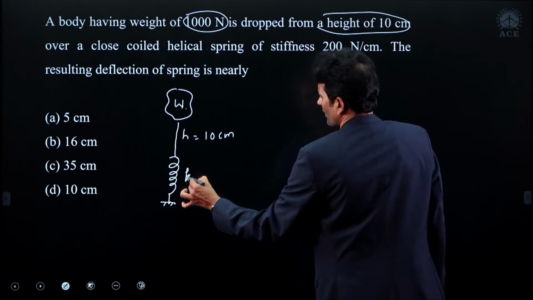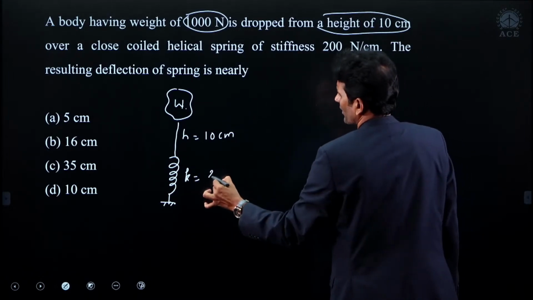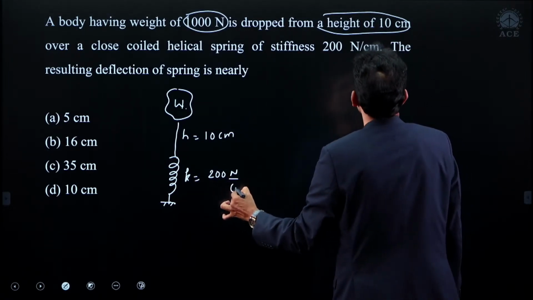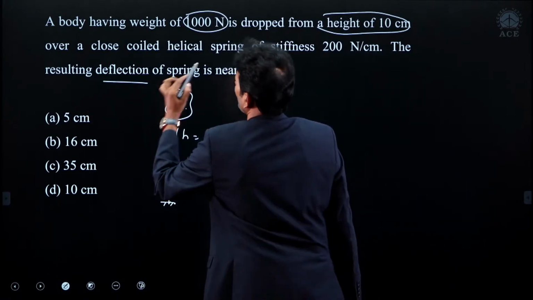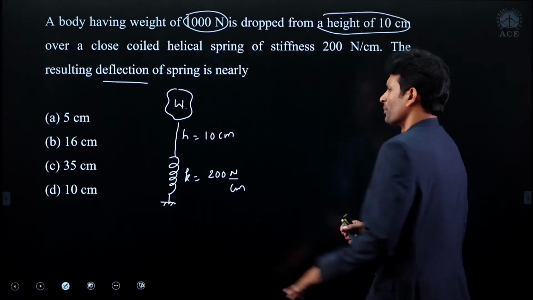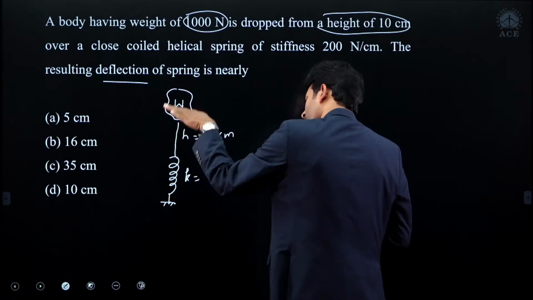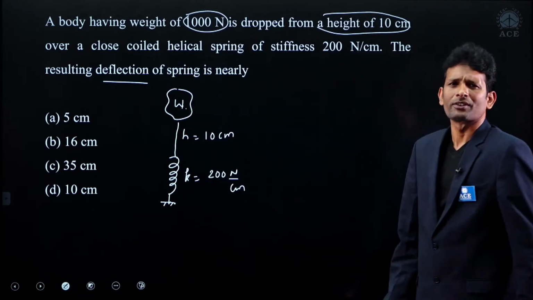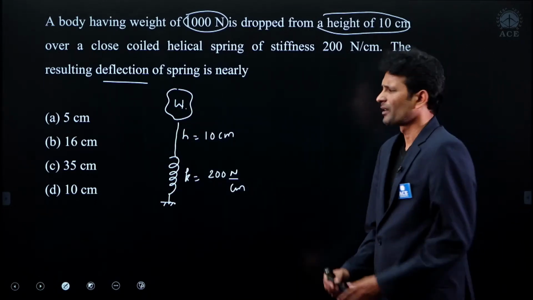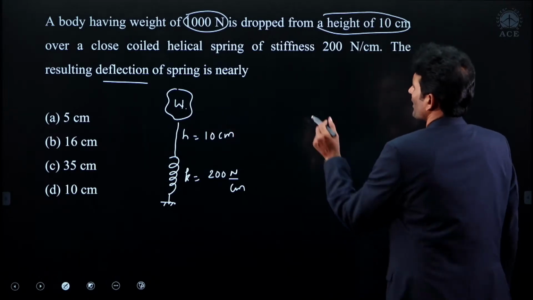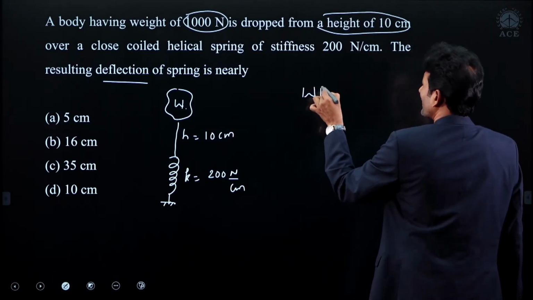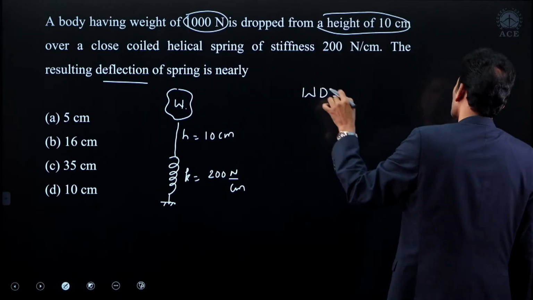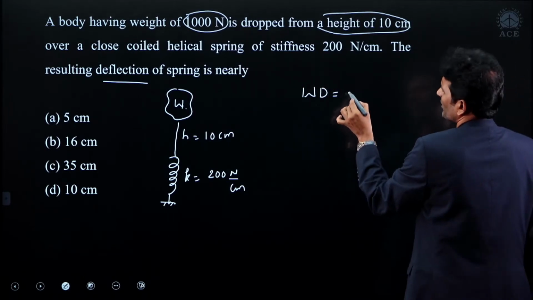Spring stiffness is given as 200 Newton per centimeter. What we required is the deflection of the spring. When I drop the weight, the spring undergoes a certain amount of deflection, and we need to find it out. How to find that? As usual, within the elastic limit, work done should be completely converted into the strain energy form.